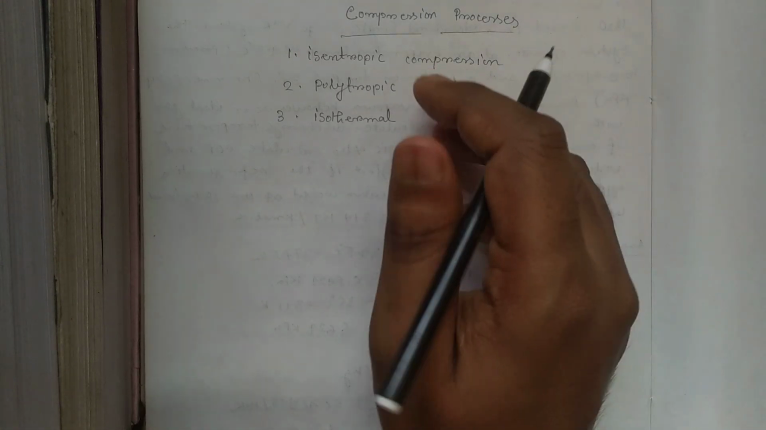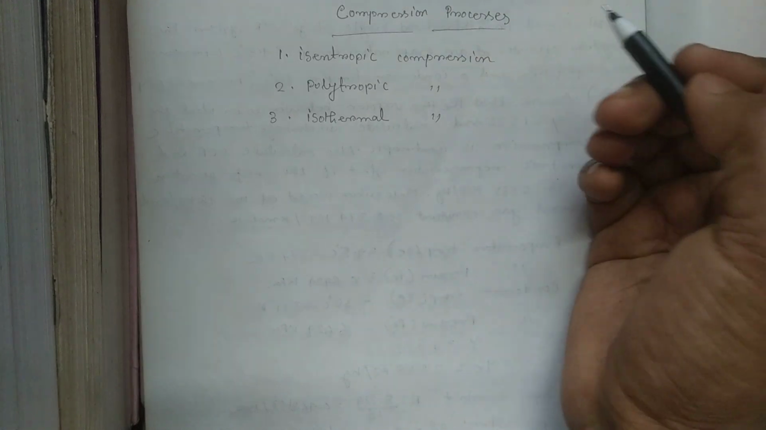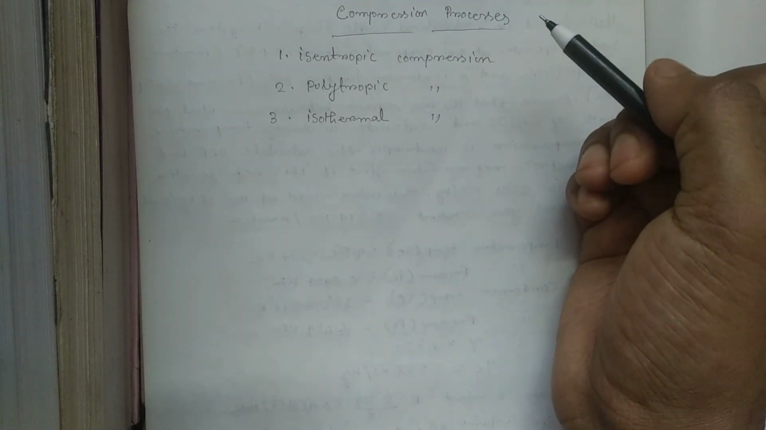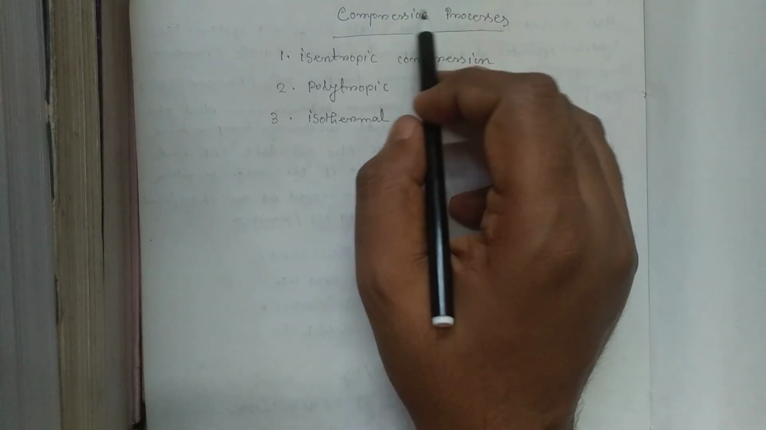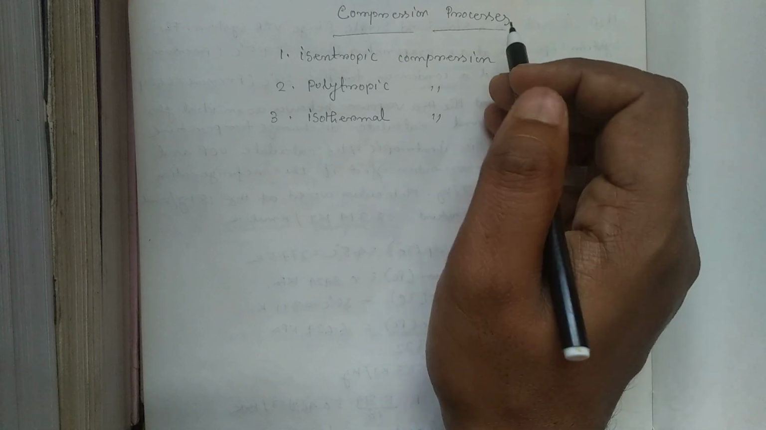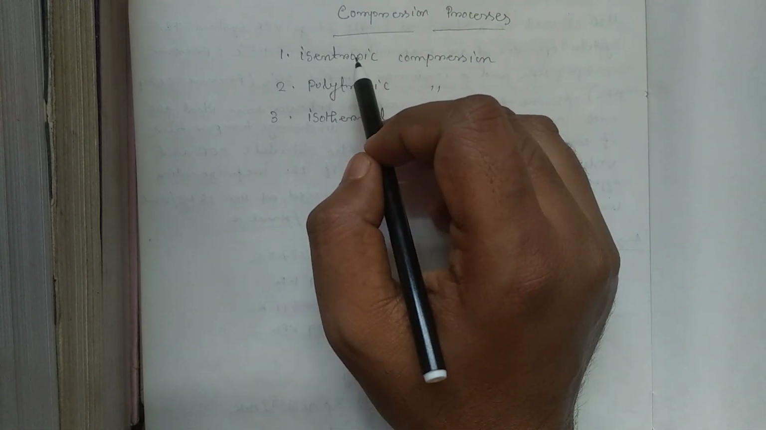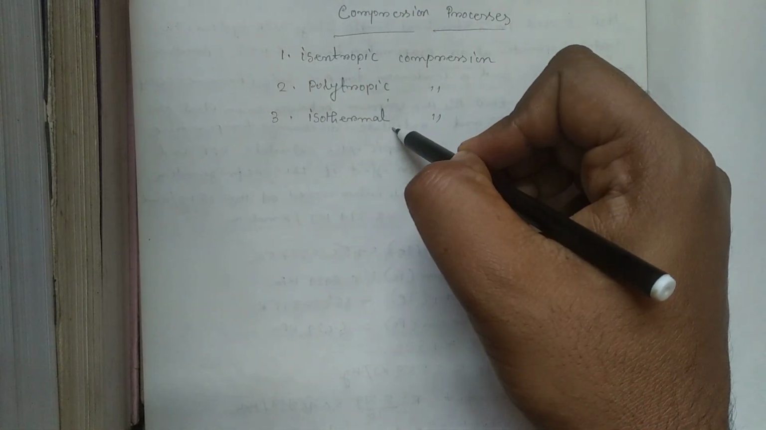Good morning, students. Today we'll discuss the compression processes in the compressor. Now, we already have some idea about compressors, such as the reciprocating compressor, single-stage compressor, double-stage compressor, single-acting and double-acting compressors. Basically, in the compressor, a compression process takes place, and that can be isentropic compression, polytropic compression, or isothermal compression.